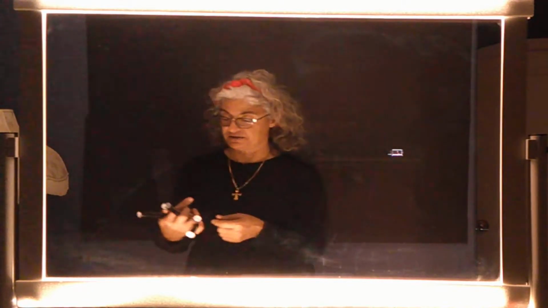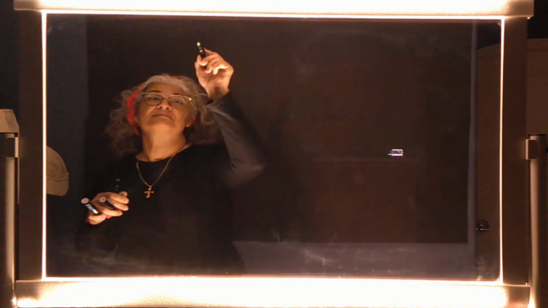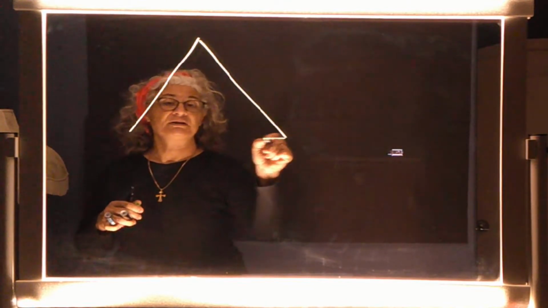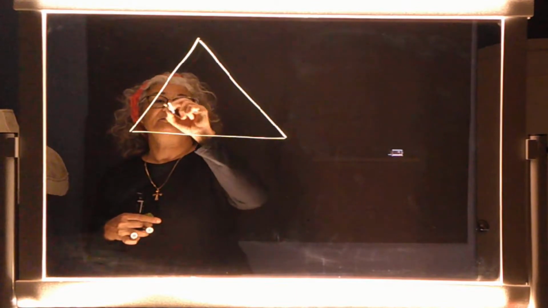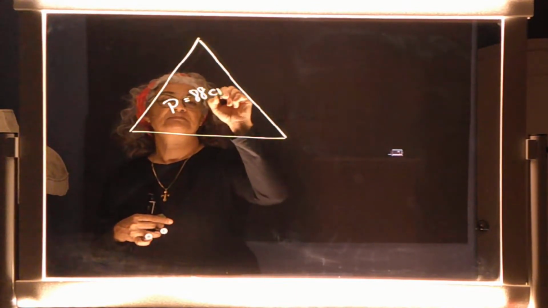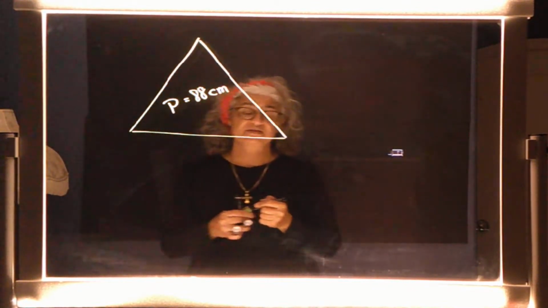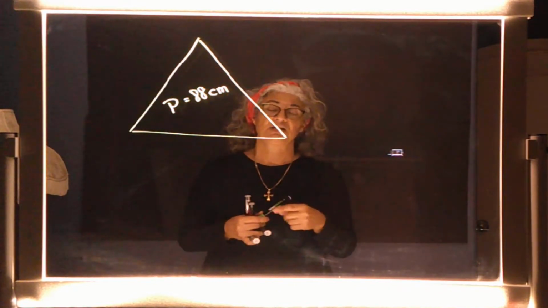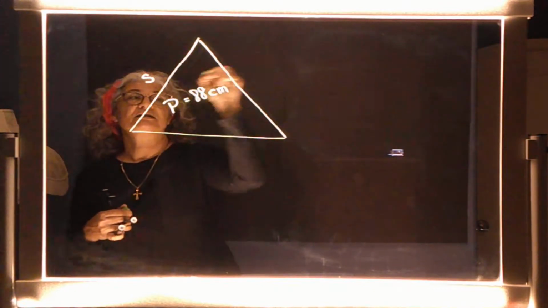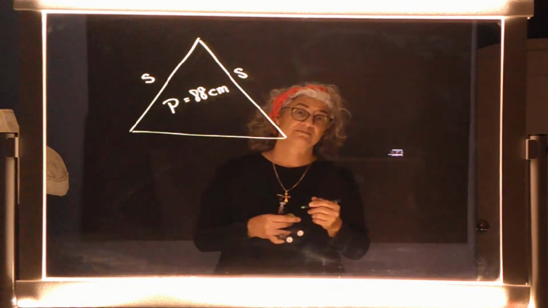Okay, so it looks like the next problem is a geometry problem because they're talking about a triangle, aren't they? All right, so I don't know about you, but I'm going to draw a triangle. And they told me that the perimeter of this triangle is 88 centimeters, right? Good. What else did it say? It said two sides are equally long. All right, well, this side and this side then will be the same length.